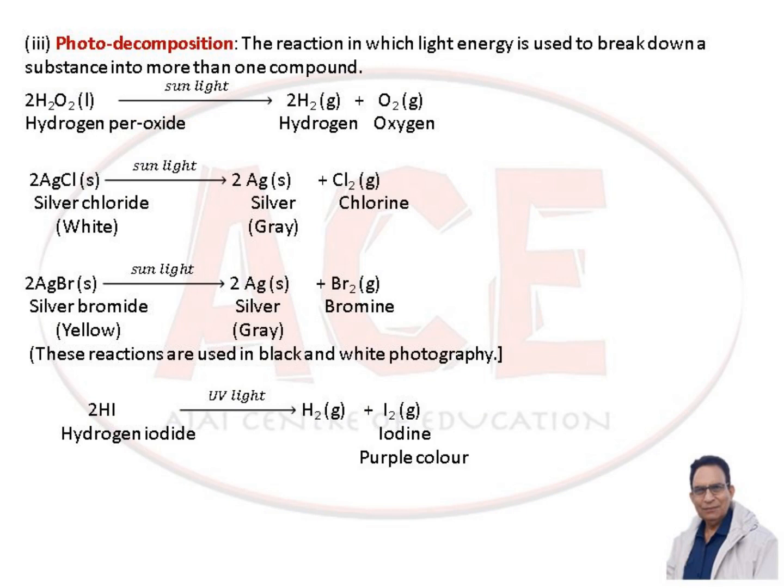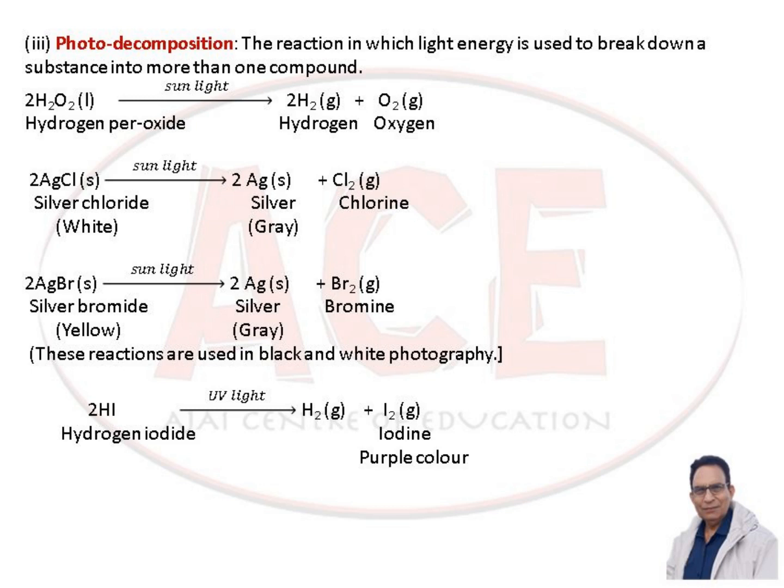Photodecomposition, the reaction in which light energy is used to break down a substance into more than one compound. H2O2, which is hydrogen peroxide, in presence of sunlight gives hydrogen gas and oxygen gas. AgCl, silver chloride, which is white in color, in presence of sunlight changes into silver, which is grey in color, with the release of chlorine gas.